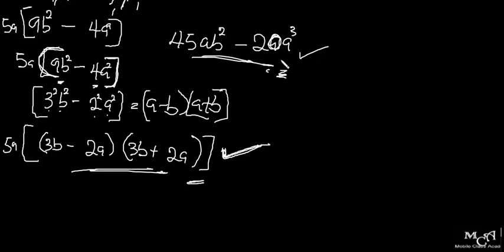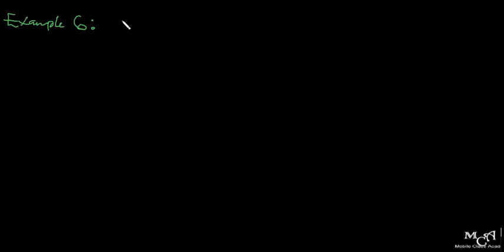Let's look at example 6. Factorize the square root of 81x raised to the power of 4 minus 9 over 4. If we are given this kind of equation, how do we solve it? This equation is a bit different from what we've been solving, but let's give it a try.